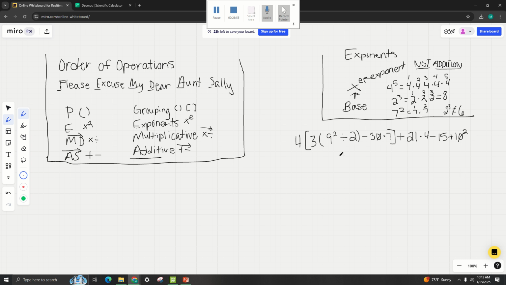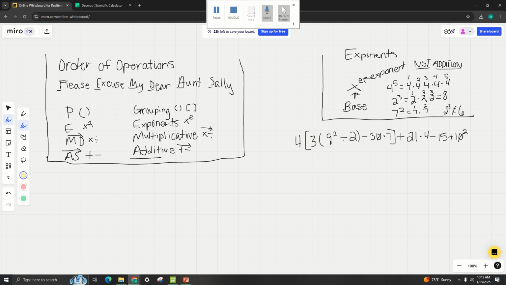Okay, this is pretty long, right? We have 4 times the entire quantity of 3, and then we have that multiplied by 9 squared divided by 2, and then we're also subtracting 30 and multiplying 7. And then to all of that, we are adding 21, multiplying 4, subtracting 15, and adding 10 squared. Whoa, y'all. Okay, so let's take a look at this.